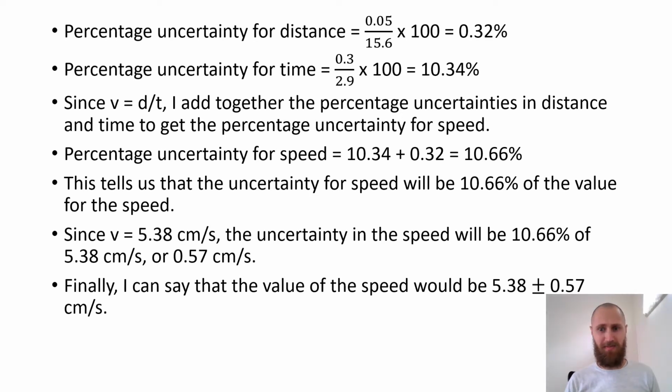Just in case you haven't done your percentages stuff in a while, if I've got 10.66% of 5.38, what I put into a calculator is 10.66 divided by 100 times 5.38. I turn my percentage to a decimal and then times it by the 5.38, or your green calculators have a percentage button, so you can just put in 10.66% of 5.38 and that'll do the exact same calculation. Either way, it's going to get you 0.57 centimeters per second. So finally I can say that the value of the speed is going to be 5.38 plus or minus 0.57 centimeters per second.